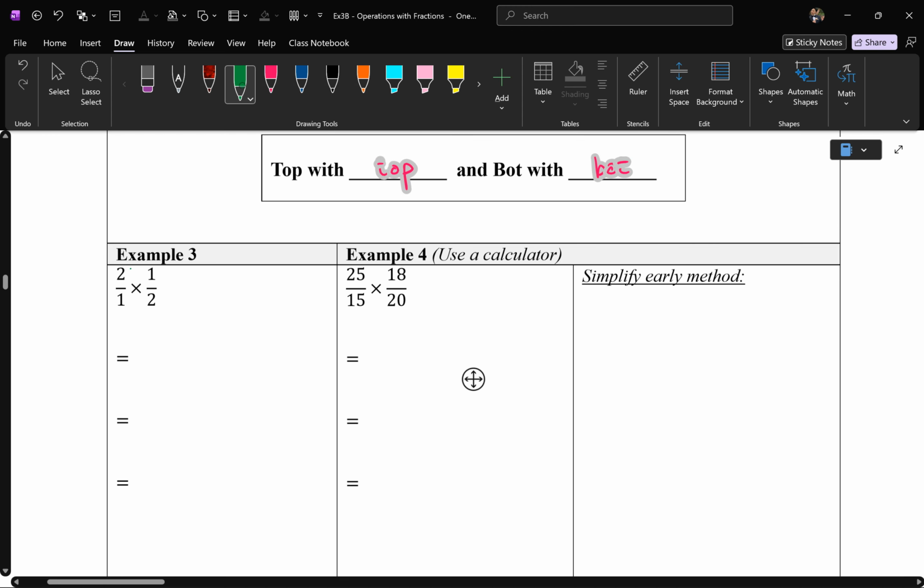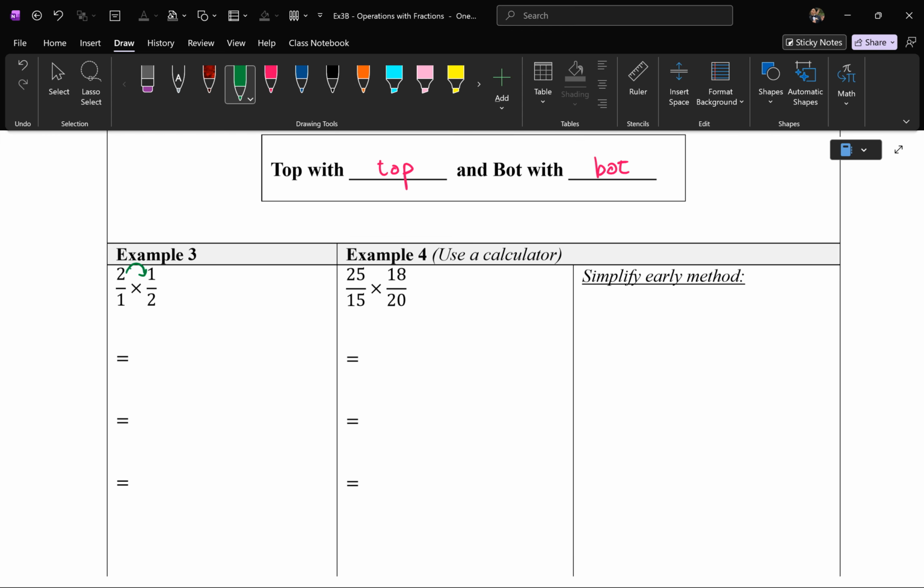So for this example 3 here, it'd be 2 times the 1 on the top. So 2 times the 1. And then on the bottom, it's 1 times the 2. And that's pretty straightforward. So top with top, bottom with bottom. So here, top with top, bottom with bottom.